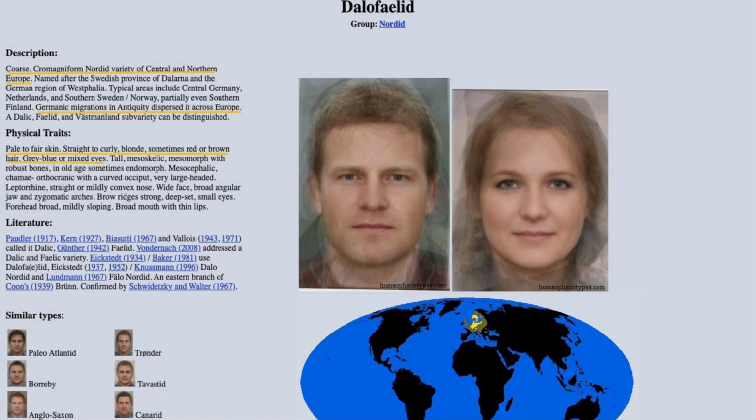And then you have the Dalofaelid, a coarse Cro-Magnon-form Proto-Nord variety of Central and Northern Europe. Germanic migrations in antiquity dispersed it across Europe. Pale to fair skin, straight to curly blonde, sometimes red or brown hair, gray-blue or mixed eyes.